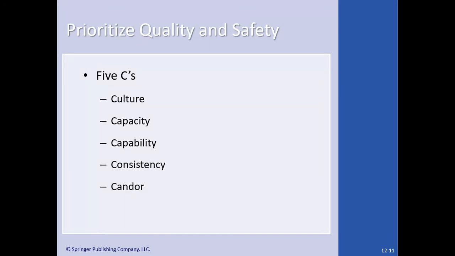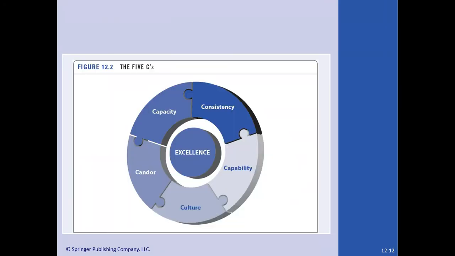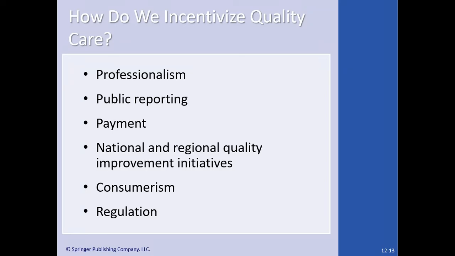When prioritizing quality and safety, remember the 5 C's: culture, capacity, capability, consistency, and candor. There they are in image form. And at the center of this is excellence, our primary goal. How do we incentivize quality care? There are a number of different ways. One of them includes public reporting, which we'll take a look at.